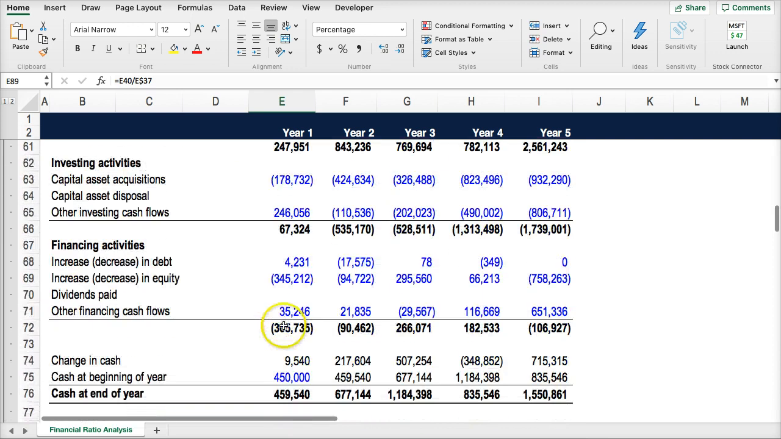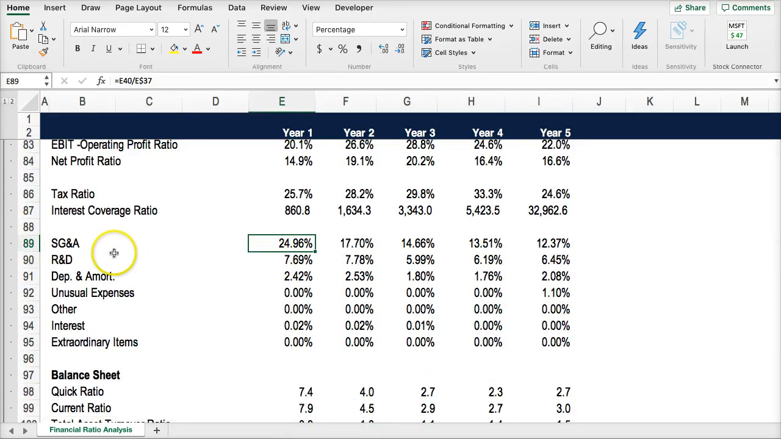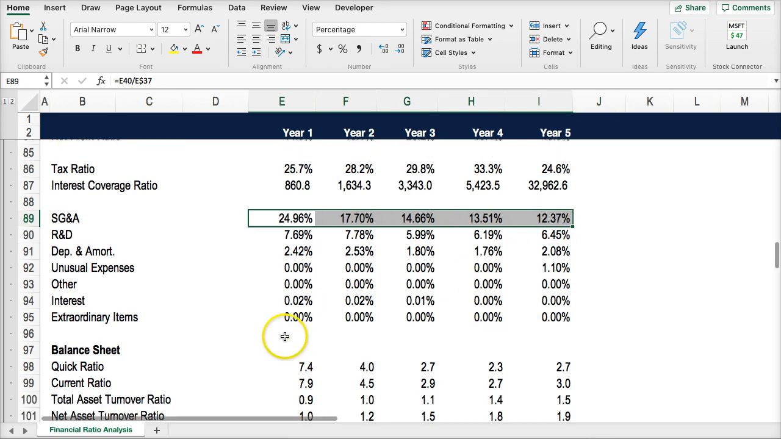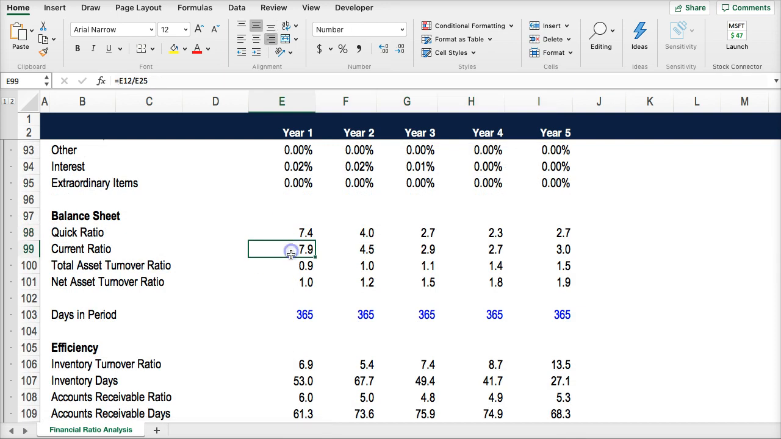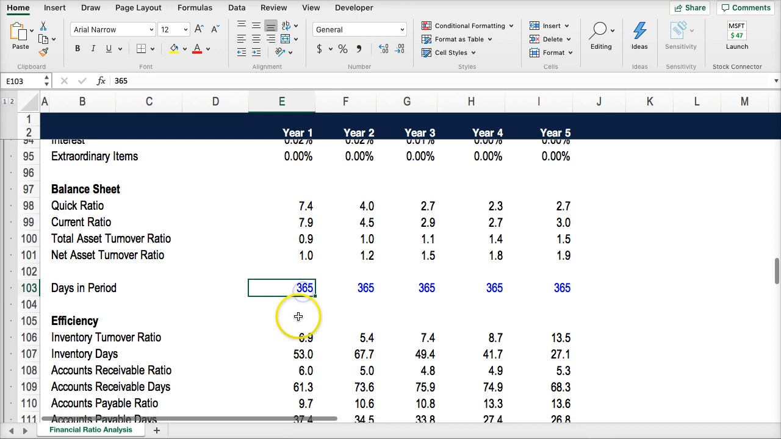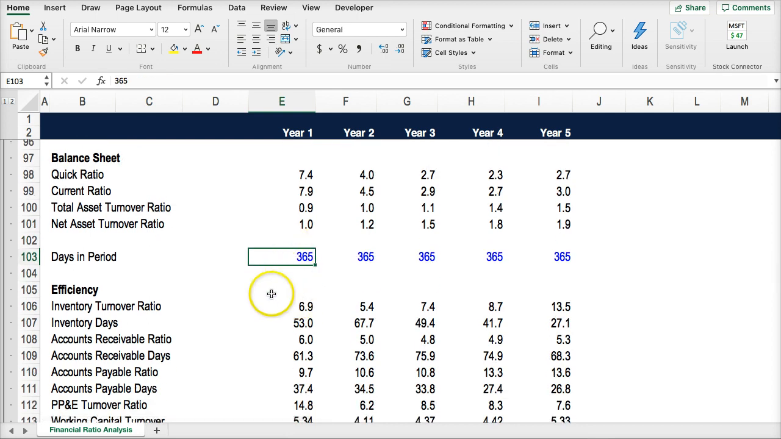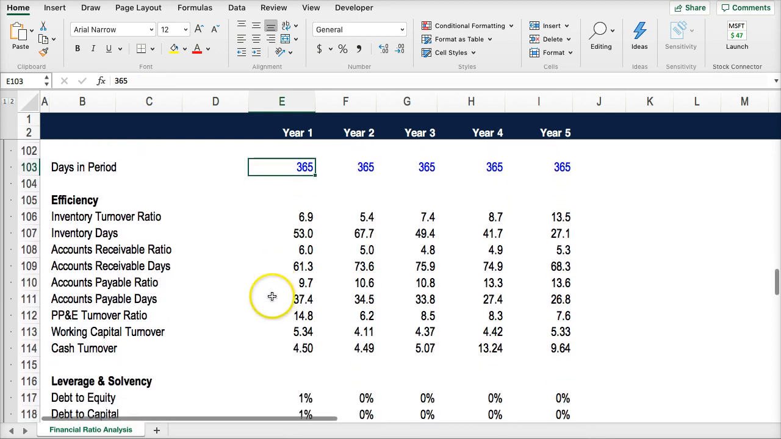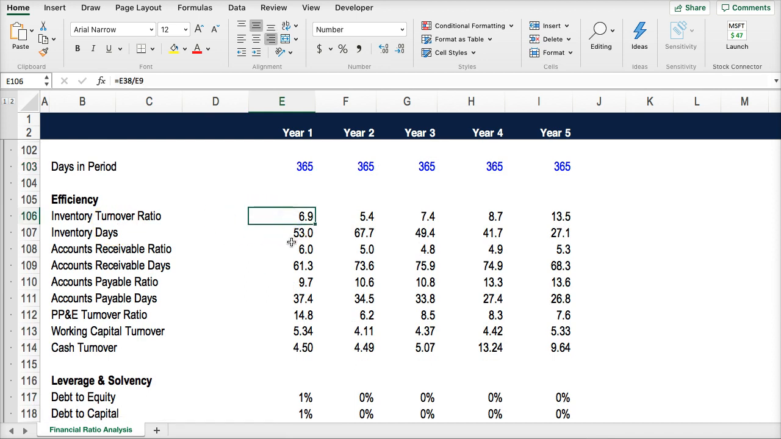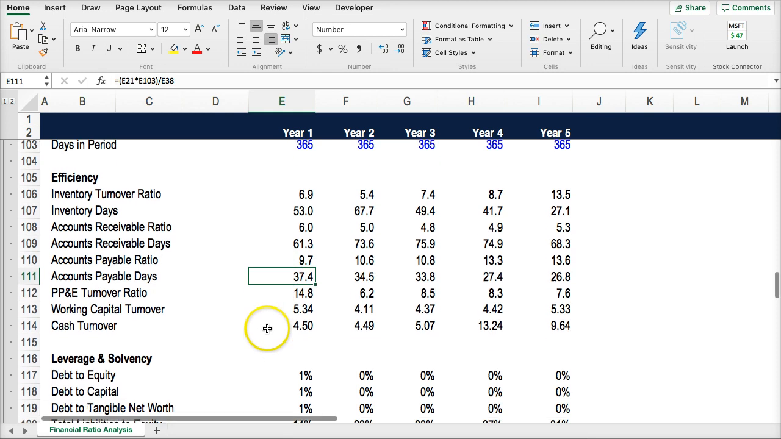And then we have this percentage, if we look again to E37, total revenues as related to what's the percentage of SG&A to total revenues, and how is it changing over time. So we see it moving in time here. We can go down here and we have our quick ratio, our current ratio, total asset turnover, net asset turnover, number of periods in the day, so 365. Some years are leap years and may have an extra period. And then we have our efficiency ratios, inventory days, inventory turnover ratio, accounts payable ratio, and accounts payable days.